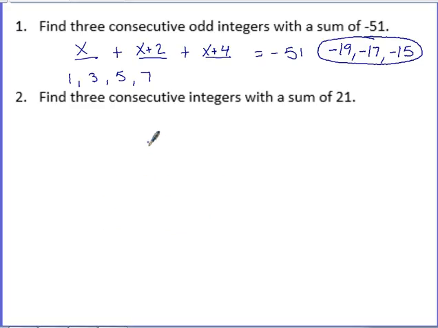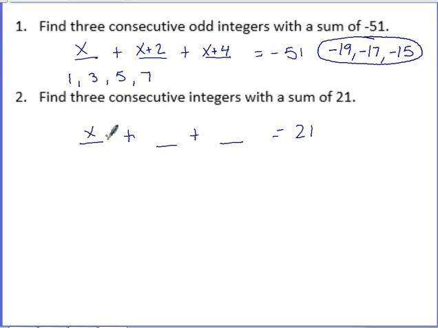Next example, find the 3 consecutive integers with a sum of 21. So again, I have 3 numbers that I'm going to add together, and they're going to equal 21. Now, this time it's just 3 consecutive integers, 3 numbers in a row, so they don't have to be even, they don't have to be odd, it doesn't matter.